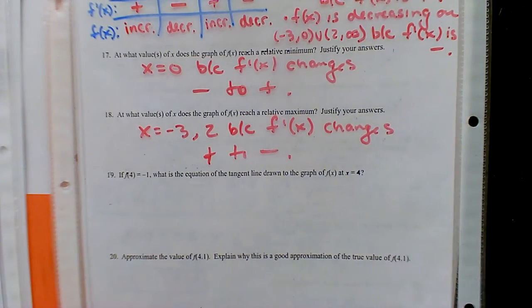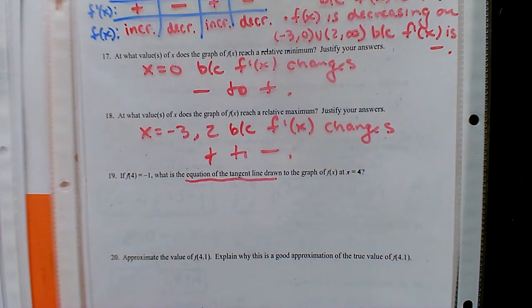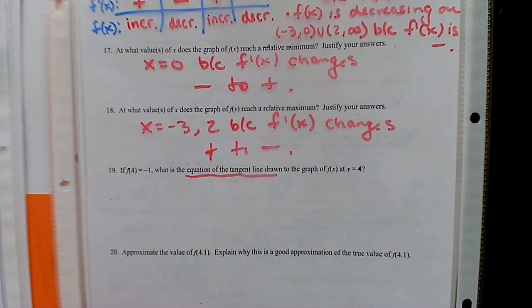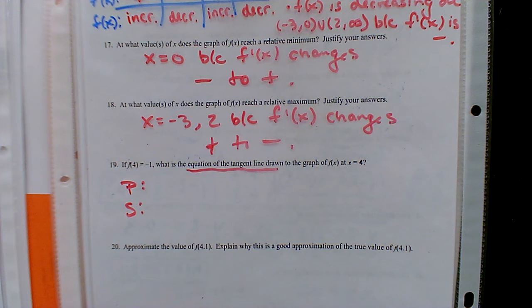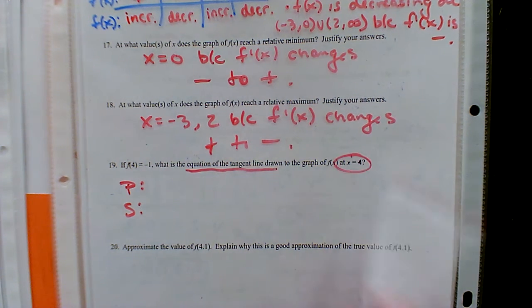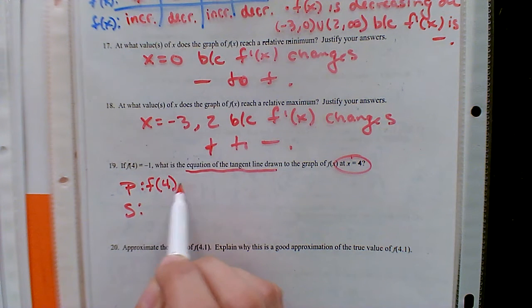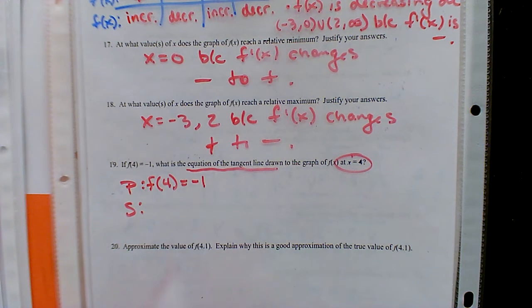Alrighty. Let's check out 19. If f of 4 is negative 1, what is the equation of a tangent line? Let's see, point, slope, let's check it out. We're specifically looking for x location of 4. So if you plug in 4 into the original for the point, looks like they told us that would be negative 1.